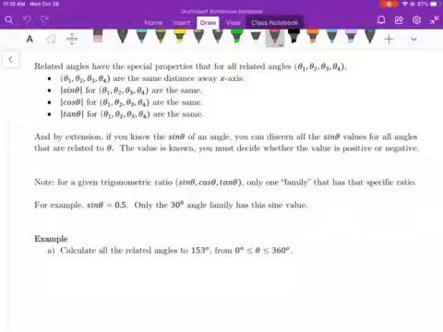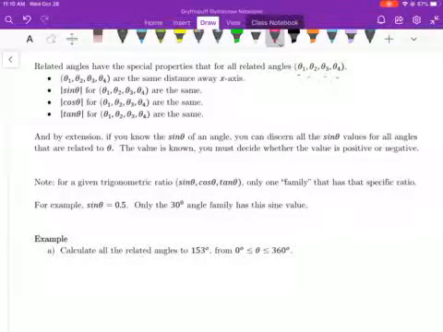So we're just going to discuss some properties of related angles. Some special properties of related angles: all angles that are related, I'm going to denote them theta 1, theta 2, theta 3, theta 4, to denote the quadrants. The subscripts are the quadrants.